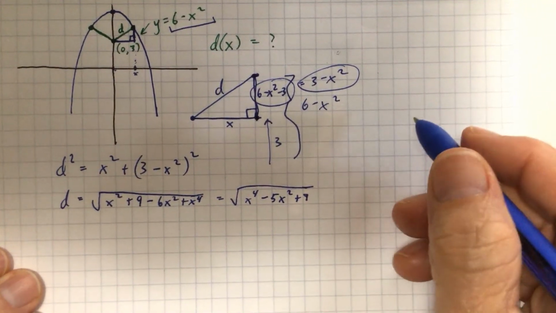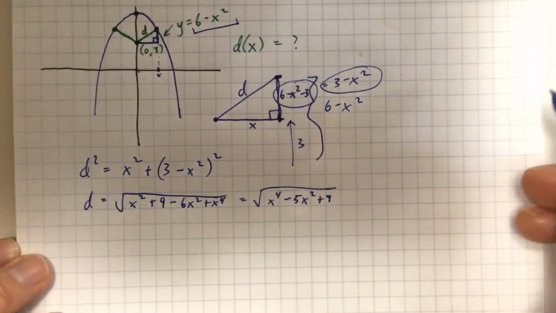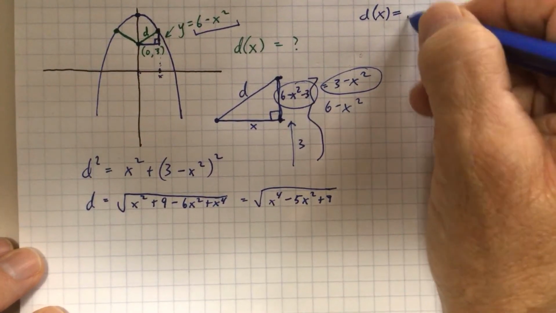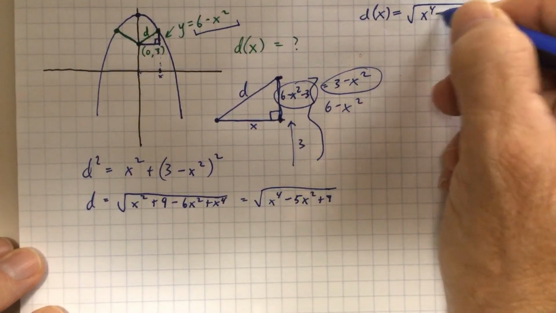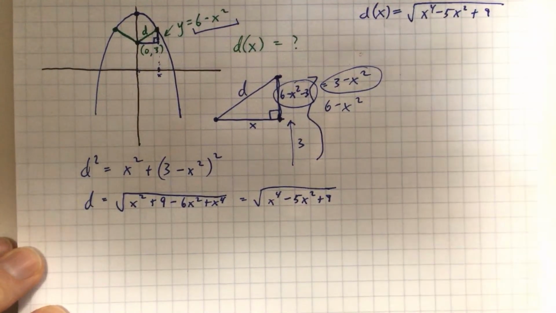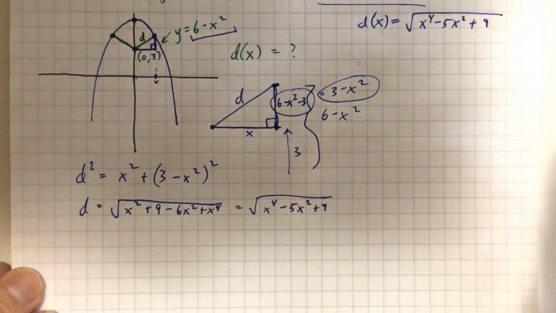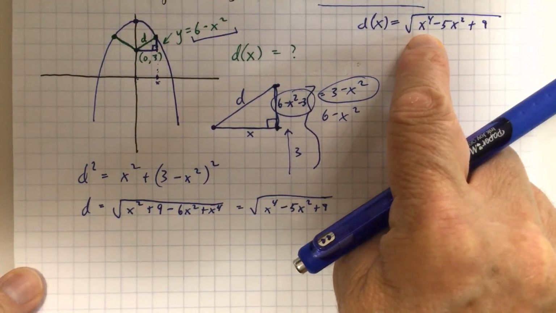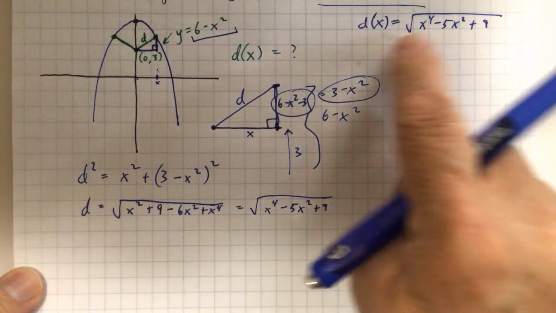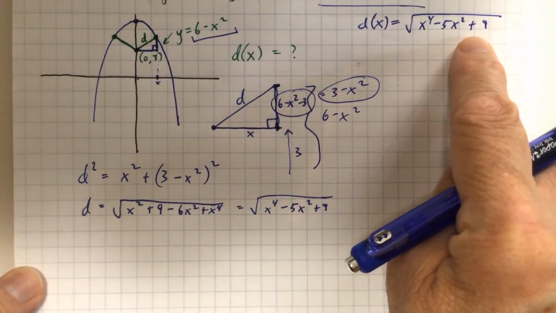I'm going to use some of this space over here to the right. So the distance in terms of x is the square root of x to the fourth minus 5x squared plus 9. That right there is the function that we are going to try to minimize. So all that being said, we have a function. How do we find a minimum value for a function?